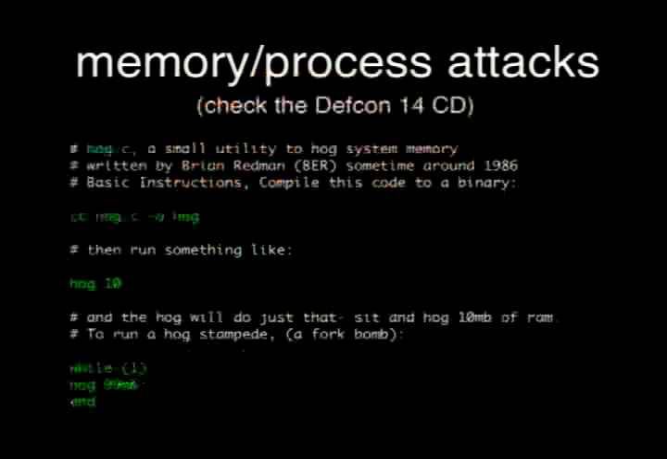Okay, so process attacks. There's something on the DEF CON CD that a friend of mine, Brian Redman, gave me to use in testing out jails. He made it a long time ago. It's called HOG. It's a few lines of source code, and what HOG does is just hog a certain chunk of memory. Real simple little program. You can create a fork bomb by running a while loop and taking a hog, in this case hogging 99 megs of memory. This is going to fork off an infinite number of processes, all hogging 99 megs of memory until swap is burning.